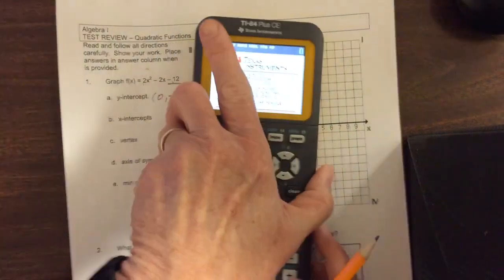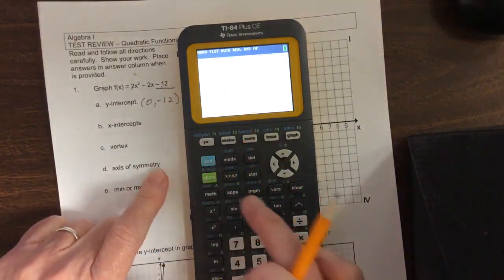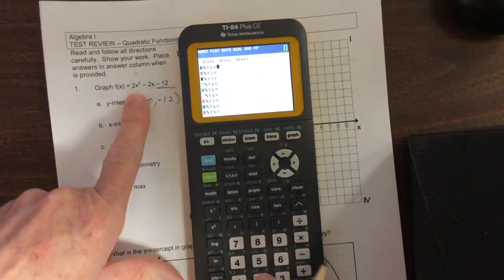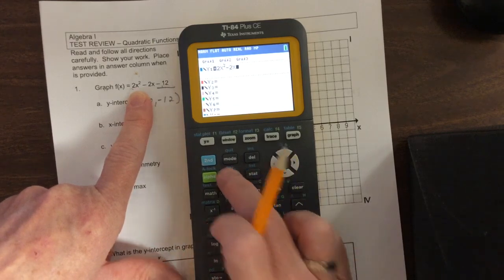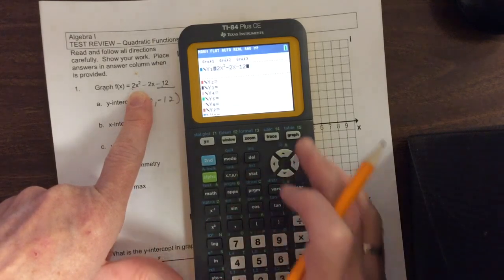So let's put this in the calculator, and we're going to hit y equals. We're going to put in 2x squared minus 2x minus 12. We're going to hit graph.